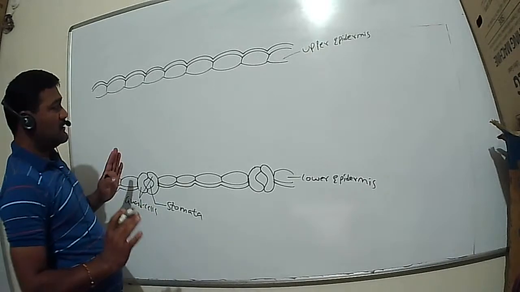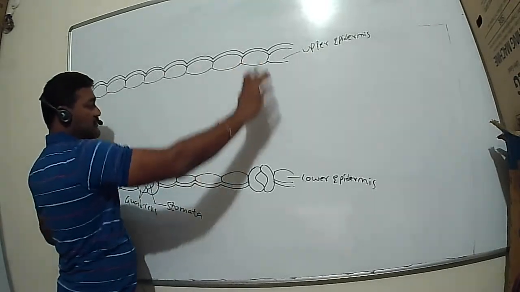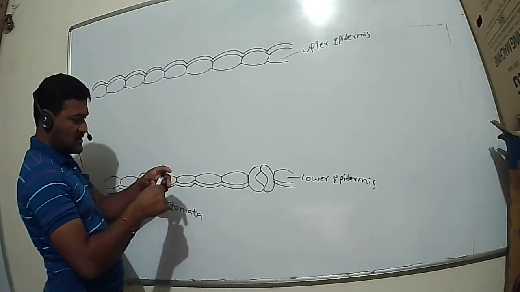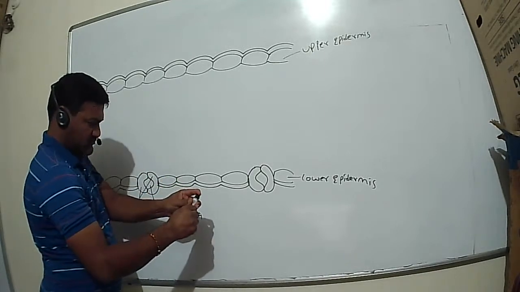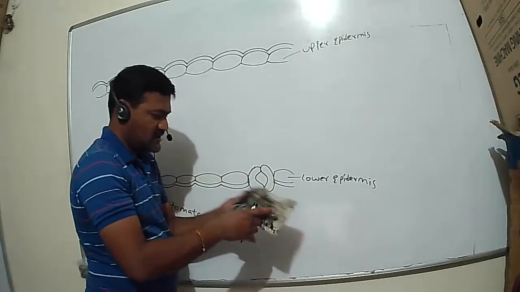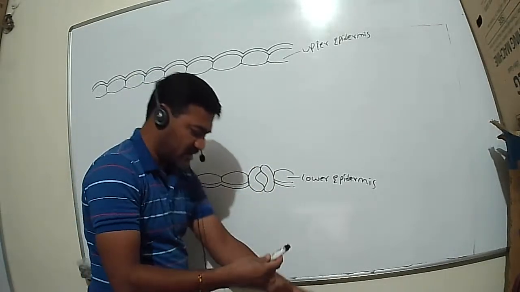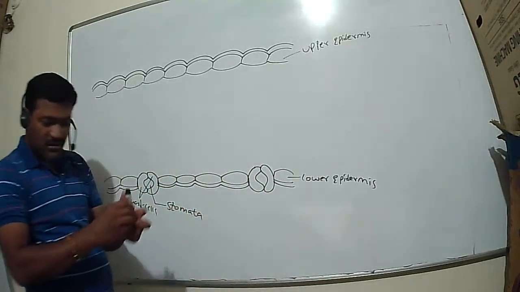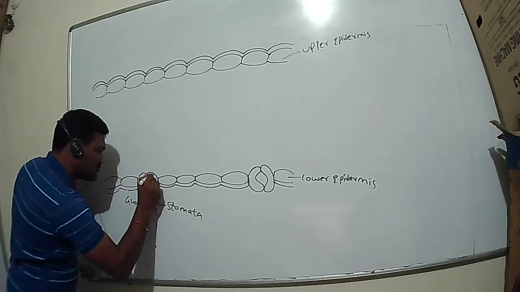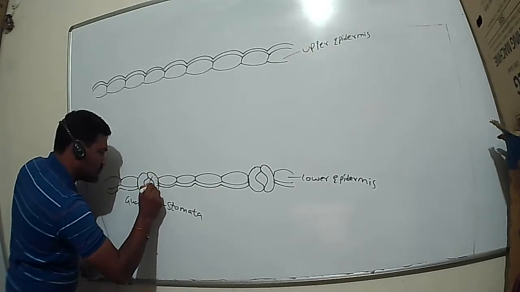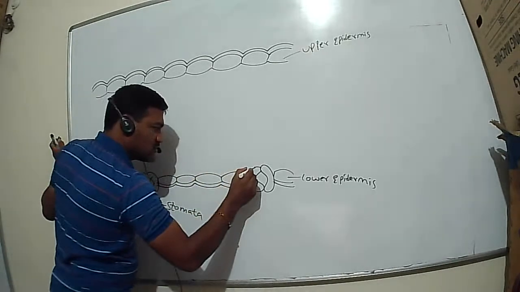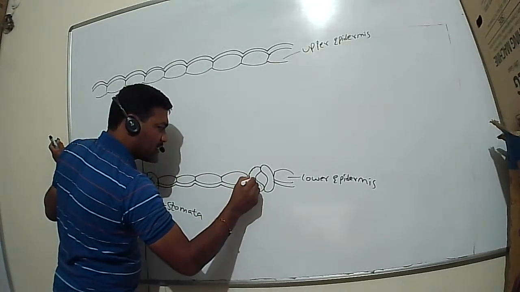Guard cells. Now remember, this entire epidermis does not have chloroplast. Only the guard cells will have chloroplast. So guard cells are the only cells which have chloroplast. This chloroplast should always be shown near the boundary, like this. So chloroplasts are always found at the boundary.